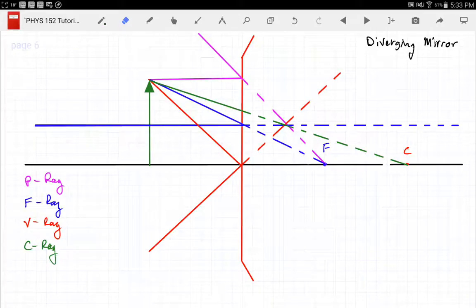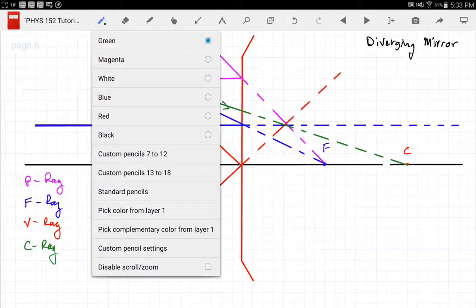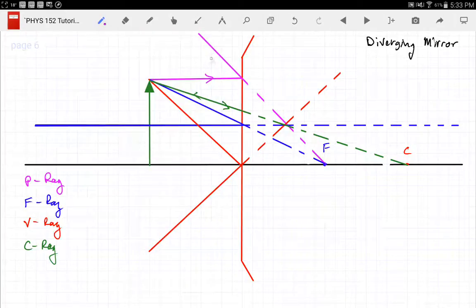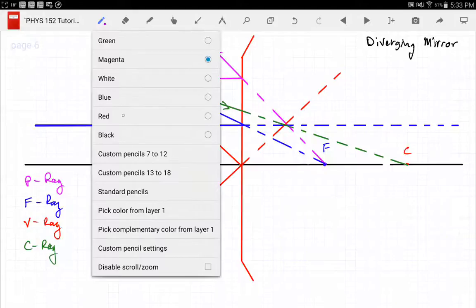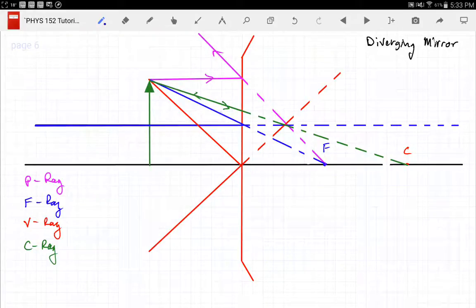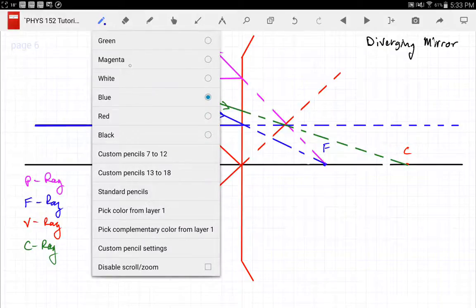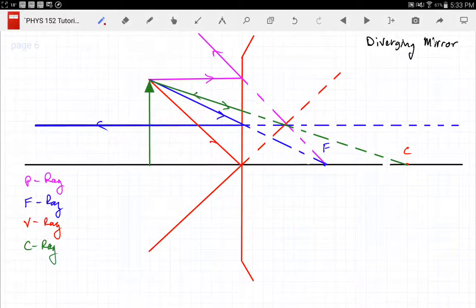Now keep in mind then that the direction that the rays are actually traveling here was like this, and then back like this for the center ray. For the parallel ray, it was going like this. For the focal ray, it was going like this. And for the vertex ray, it was going like that.